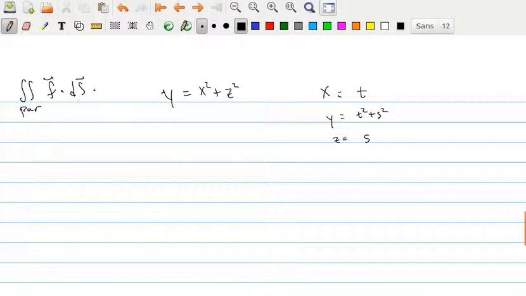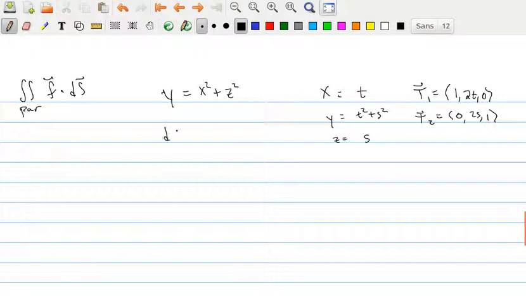And if we want to get our ds, we need our two tangent vectors. So t1, that will be the partial of this with respect to t. The partial of x with respect to t is 1. The partial of y with respect to t is 2t. The partial of z with respect to t is 0. Our second tangent vector, this is the partial with respect to s, is 0, 2s, and 1.